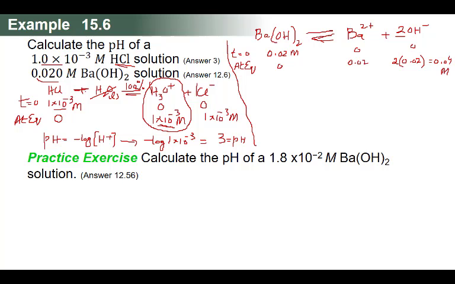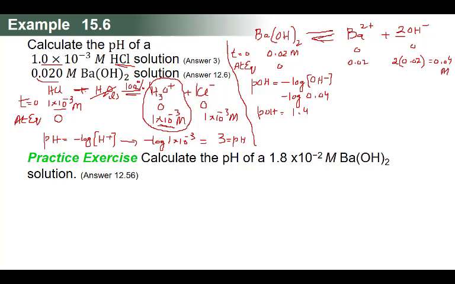Then we have to calculate the pOH. pOH will be equal to minus log hydroxyl ion. So this is minus log 0.04 and that pOH will be equal to how much? 1 minute. 1.4.